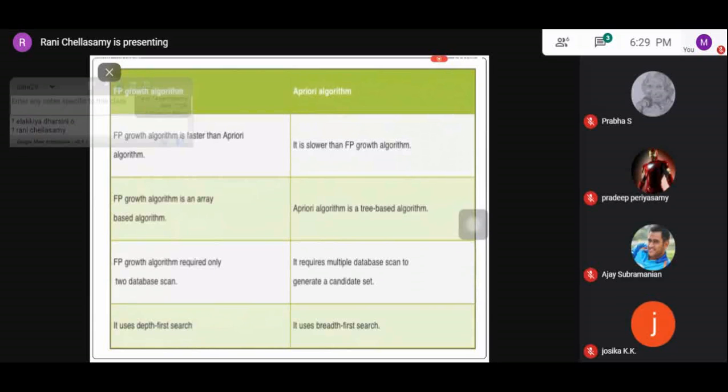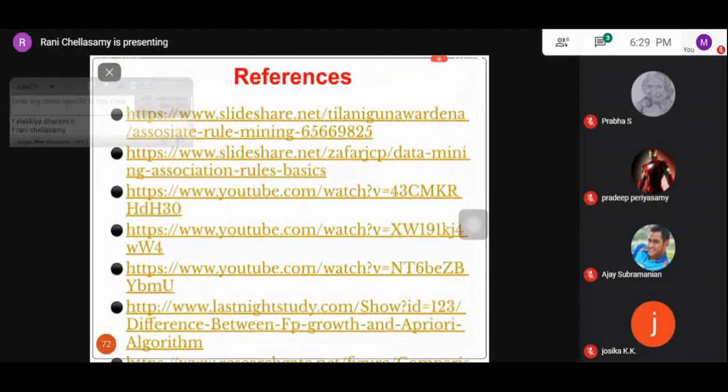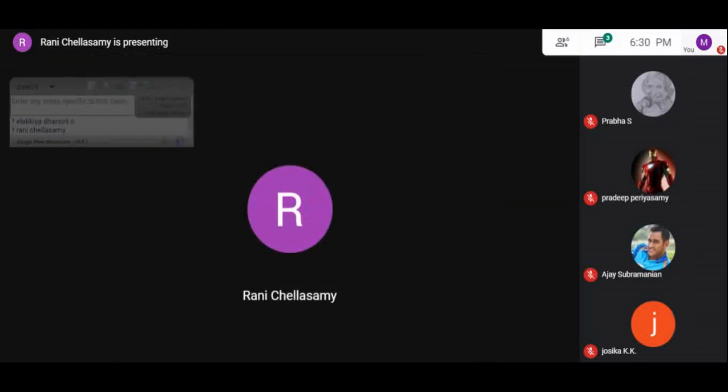FP growth uses the depth first search methodology to generate the frequent item sets, or to construct the FP tree, whereas Apriori uses a breadth first search methodology. So these are the references used to prepare the slides. Thank you for your patient listening. If you have any queries, you can ask.